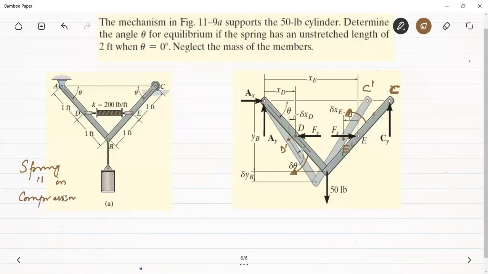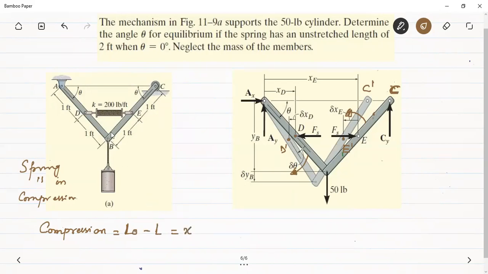The maximum length or the original length will be when theta is equal to 0, when the spring is at its undeformed position. But at this given equilibrium position, you can see that the points D and E are closer to each other than what they were at theta equal to 0. Therefore, this spring has undergone compression. Now here, the final length is smaller than the original length. Therefore, the compression will be the undeformed or unstretched length minus the final length of the spring. This will give us the compression, which we can denote by X.